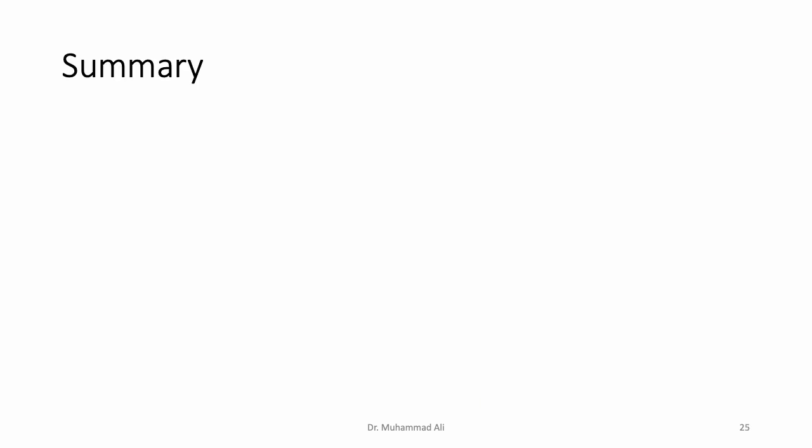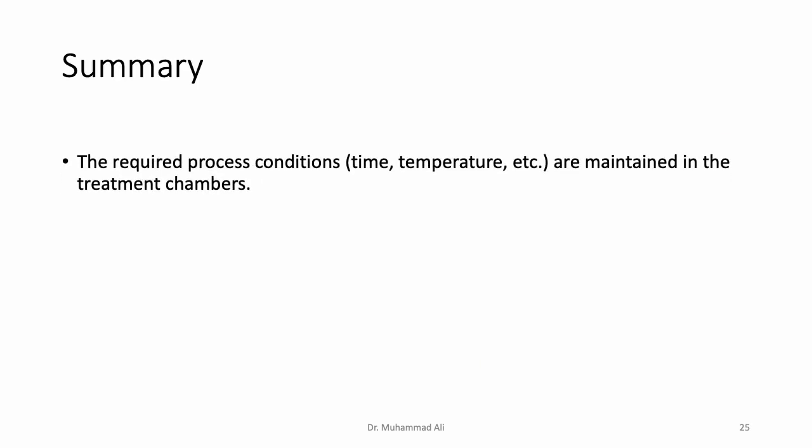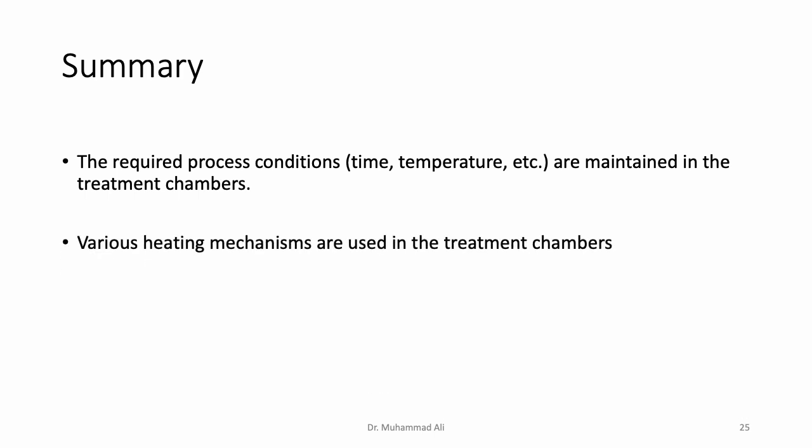So let's look at a quick summary of what we have covered in this lecture. The required processing conditions, that is the time, the temperature, the humidity, are maintained in the treatment chambers of a stenter. So this is where actually the process that we are required to perform takes place. We can use different heating mechanisms, and the choice depends on the cost of fuel in a given region of the world and the type of machine that you want to use.